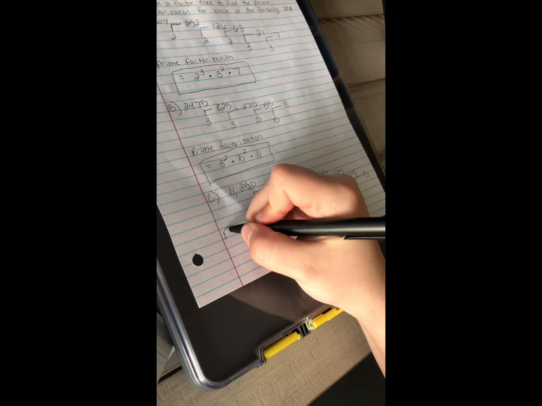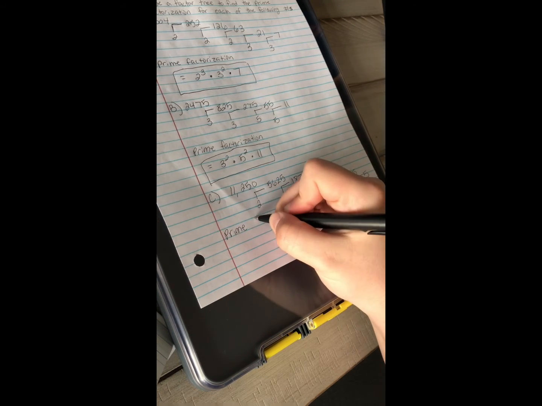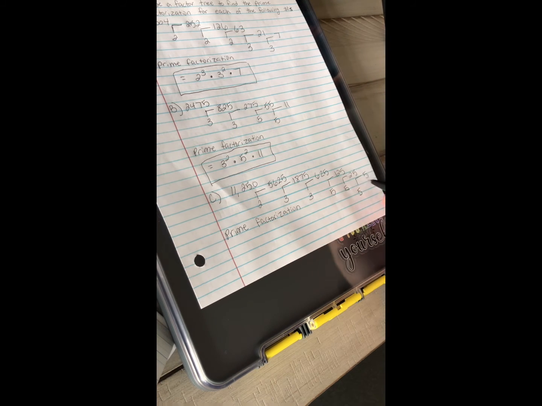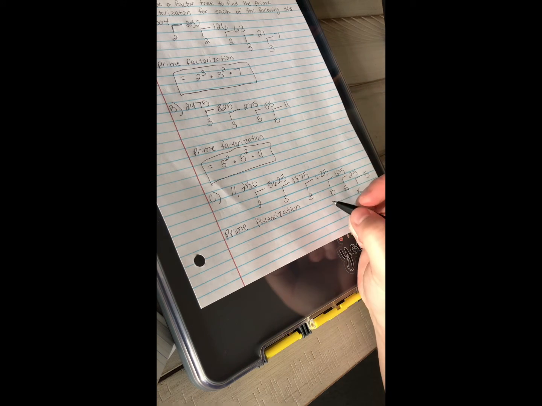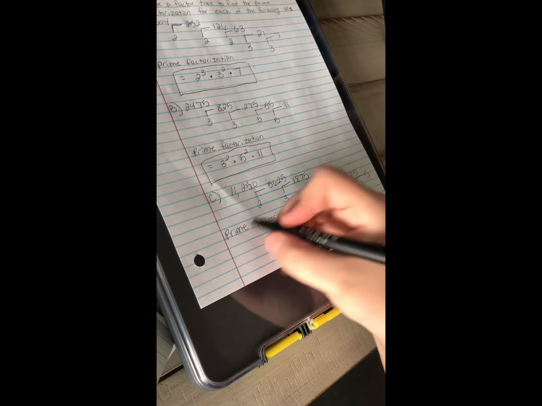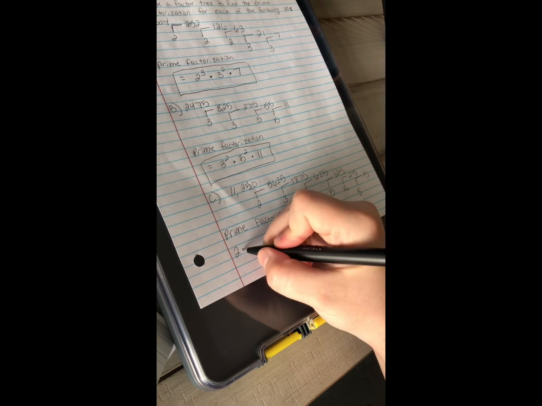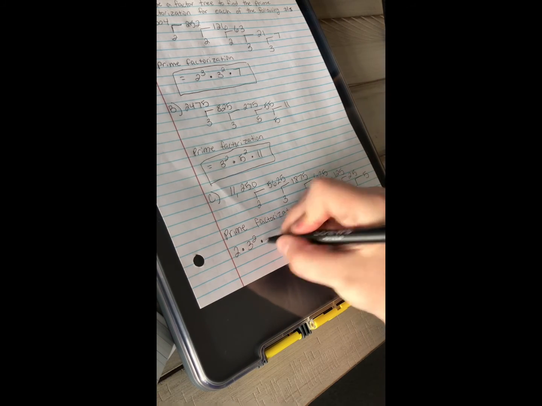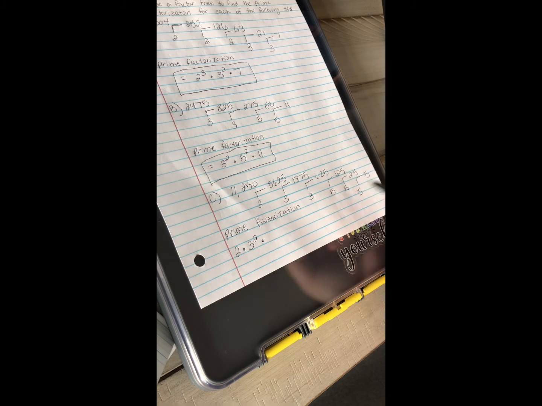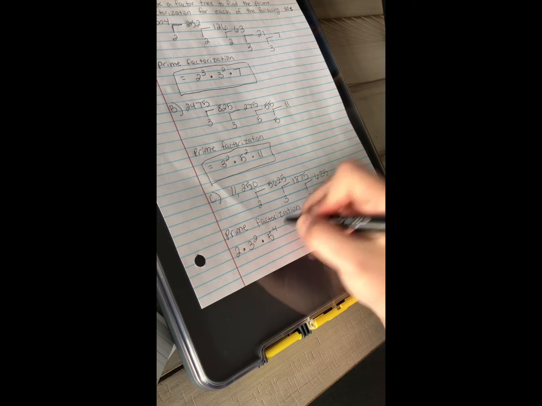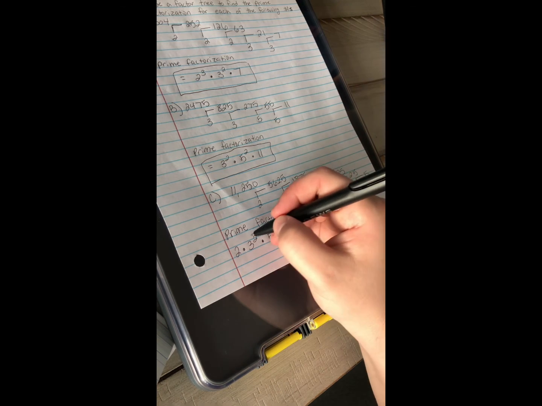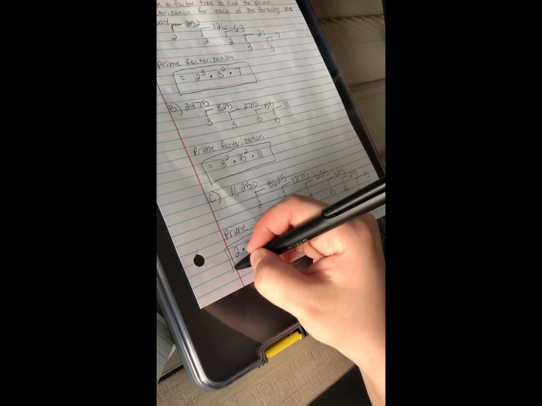So to write the prime factorization, we stopped here because 5 is a prime number and we are about as low as we can go. So we can write it as 2 times 3 squared times 5 to the 4th, because we have 1, 2, 3, 4 of them. And that will be our answer for part C.